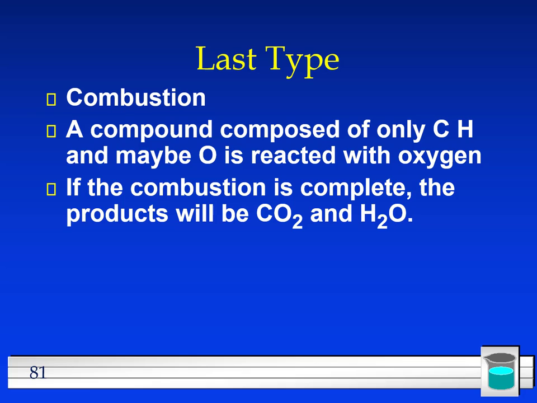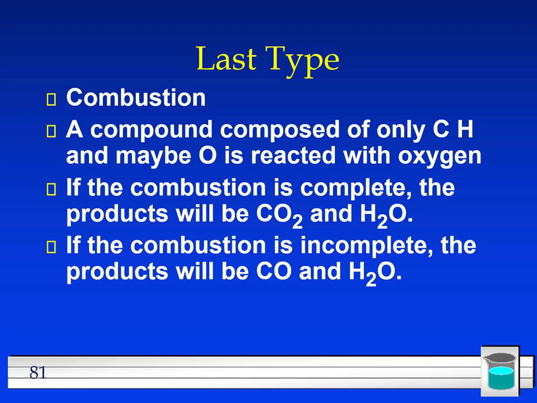Okay, now sometimes things don't go well and you don't get complete combustion. You get incomplete combustion. And incomplete combustion happens when there's not enough oxygen around. If you don't have enough oxygen around, it still makes water, but it doesn't have enough oxygen to make CO2, so it only makes CO, carbon monoxide. So instead of making carbon dioxide, it makes carbon monoxide.